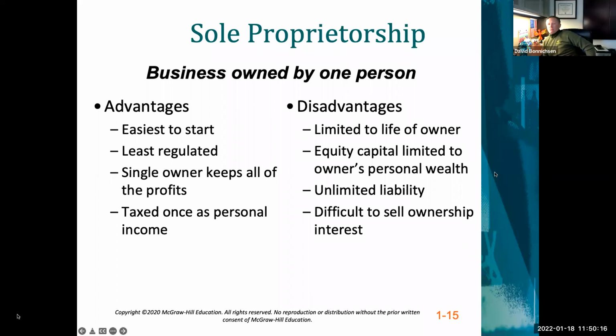So disadvantages, right? If you're a sole proprietor, your business ends when you die, right? It can't get transferred to anybody else. The capital is limited to your personal wealth. You assume unlimited liability, but depending upon what product you might be selling, there may be no liability, okay?